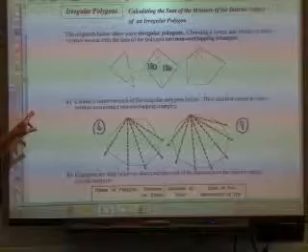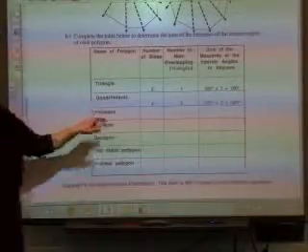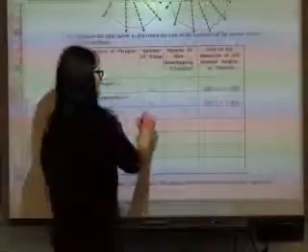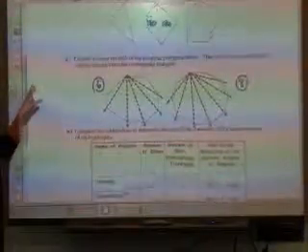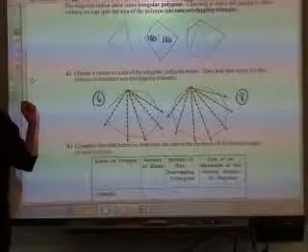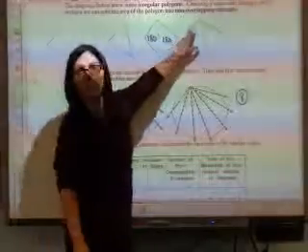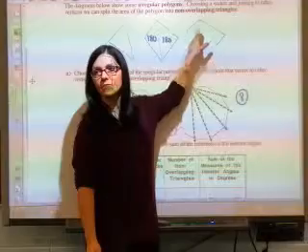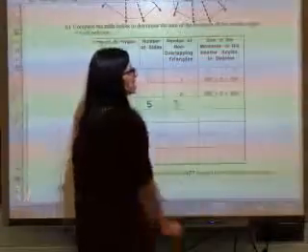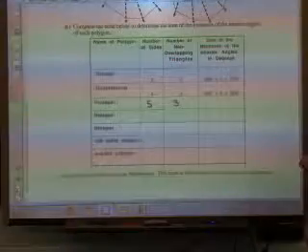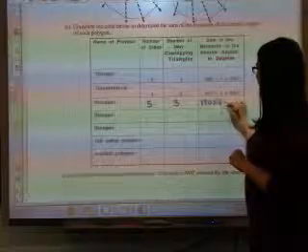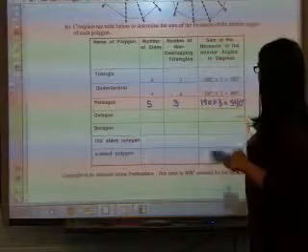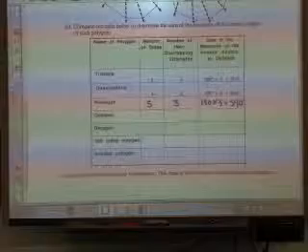In my pentagon, I think that's the next one, pentagon has 5 sides. How many non-overlapping triangles can you make? This is my pentagon. How many triangles did I create? 3. So 3 non-overlapping triangles. So the sum of the measures of the interior angles would be 180 times 3, which is 540 degrees.